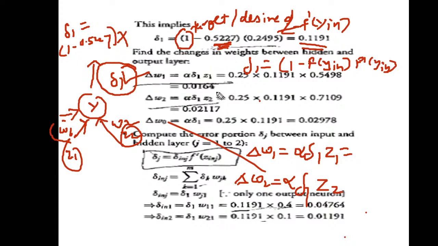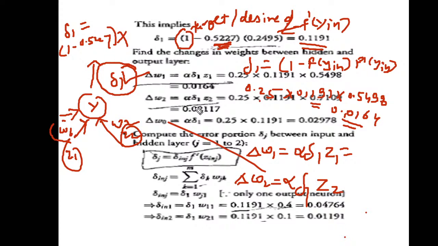So if you see here, delta W1 is what? 0.25 into 0.1191 into 0.5498. So you will get 0.0164. 0.0164, that is delta W1.